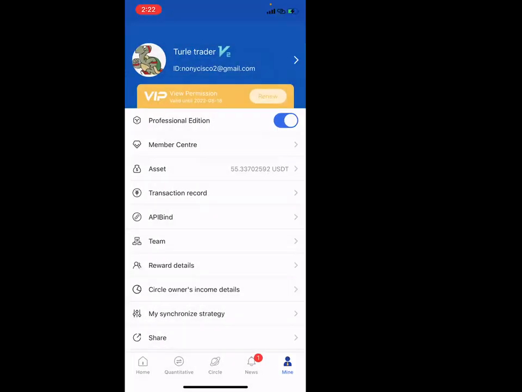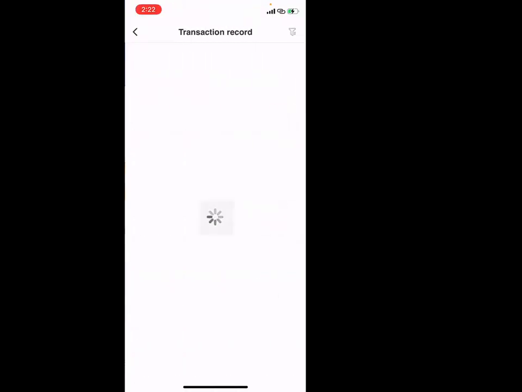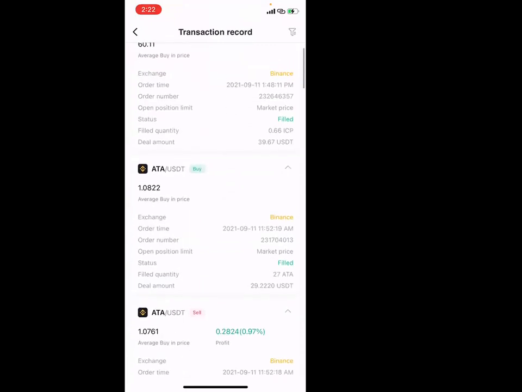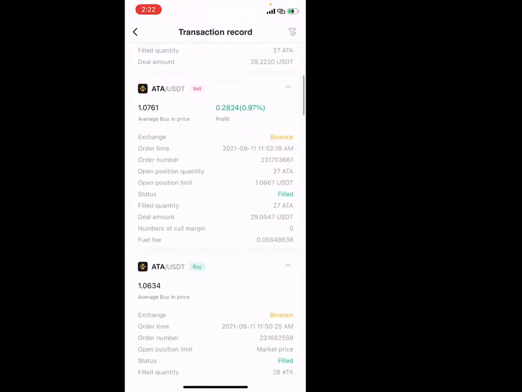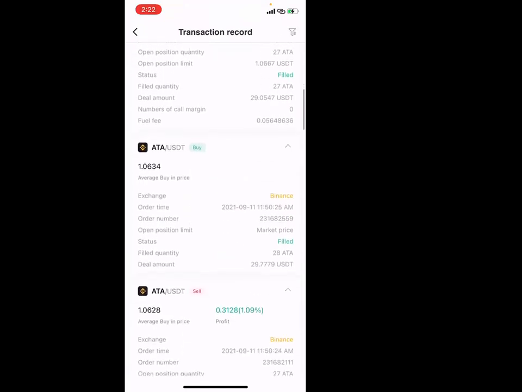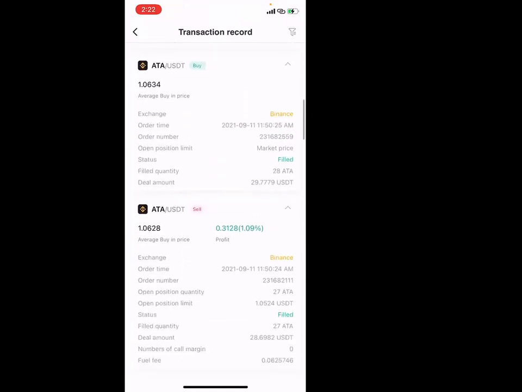So let's get back to our transaction details, the transaction record once again. I think there is nothing we need to see here. All right, let's first look at this one. You will notice the robot will close the transaction and enter another transaction immediately. This is 11:50 and 24 seconds. This is 11:50 and 25 seconds. So it will close the transaction and enter back again.